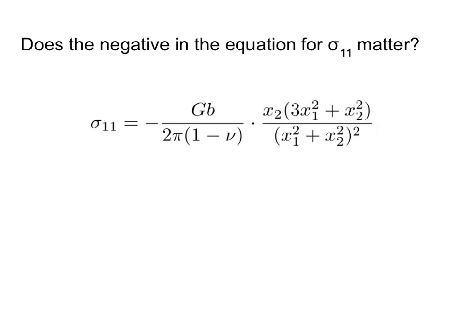Okay, our next question, does the negative in the equation for sigma 1,1 matter? And the answer is yes. Without that negative there, we would find out that there was a tensile stress above the dislocation and a compressive stress below it. So the sign is important because the sign is telling us if the stress is tensile or compressive. So make sure that you pay attention to the negative sign here and in any other equation where you might find one.